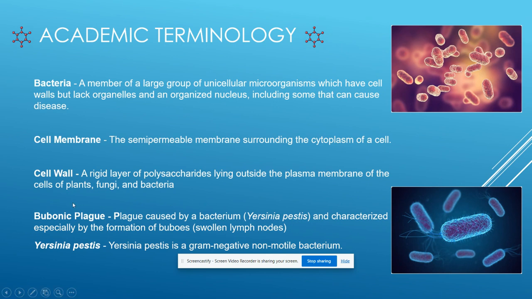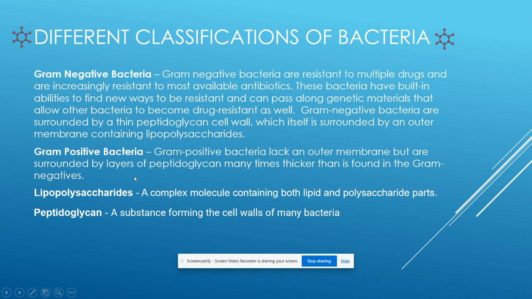The bubonic plague, the plague was caused by a bacterium known as Yersinia pestis and characterized especially by the formation of buboes, which are basically swollen lymph nodes in your host organism. Yersinia pestis is what we refer to as a gram-negative non-motile bacteria, and we will be looking a little bit more at what it means to be gram-negative or gram-positive.